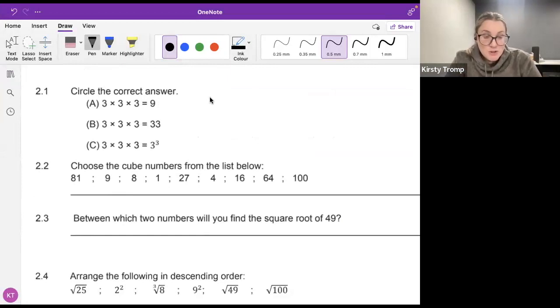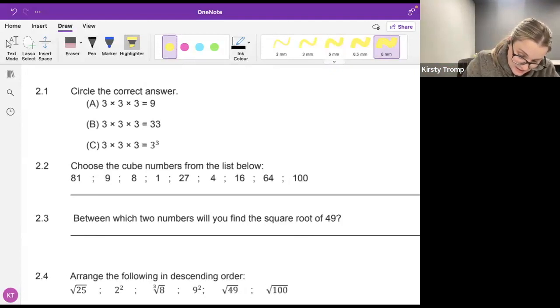2.1 says, circle the correct answer. A, 3 times 3 times 3 equals 9. Or B, 3 times 3 times 3 gives you 33. Definitely not. Or C, 3 times 3 times 3 is equal to 3 to the power of 3. I am seeing so many correct answers there in the chat. Well done, guys. It is C.